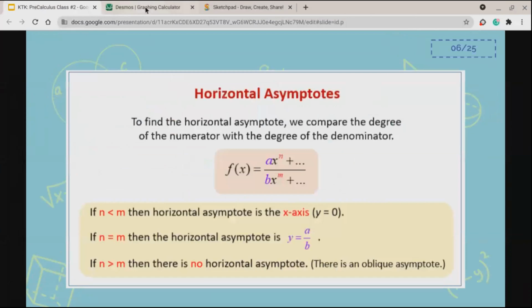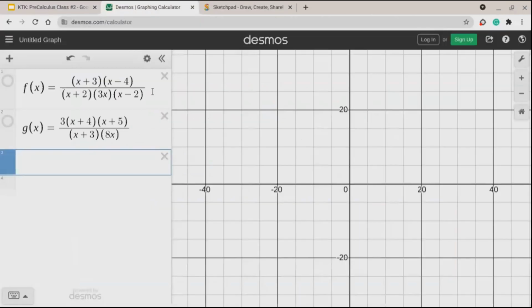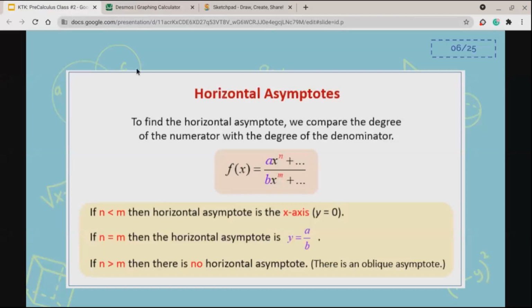So first, find out the degrees of the numerator and the denominator. For the degree of the numerator, we see there are two x values being multiplied with each other, so the degree of the numerator would be 2. For the denominator, we have 3 x values being multiplied with each other, so we have 3. So it's 2 on the numerator and 3 on the denominator. So n is less than m, and in that case, the horizontal asymptote would be the x-axis.